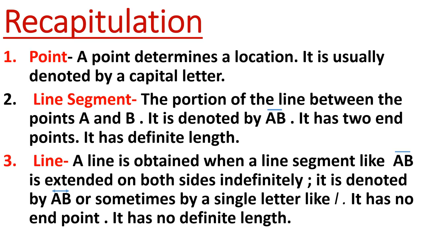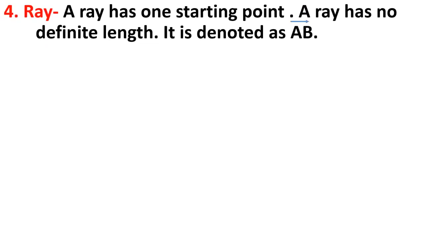Next, we have done ray. What is a ray? A ray has one starting point. A ray has no definite length, and it is denoted by AB, and above that a small ray. I have given you the example of sun rays. Sun is the starting point, and its rays go endlessly. So it has one starting point, but it has no end point. It goes endlessly, so it has indefinite length.